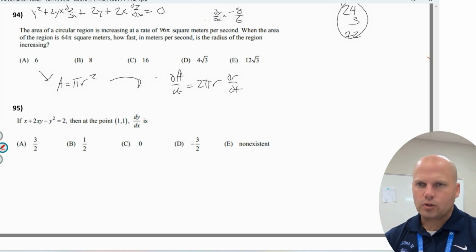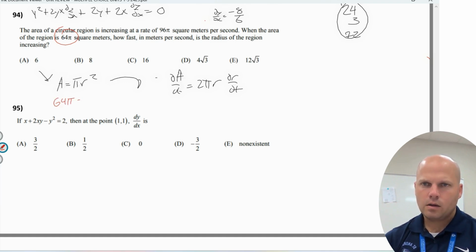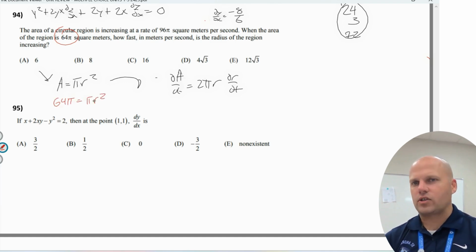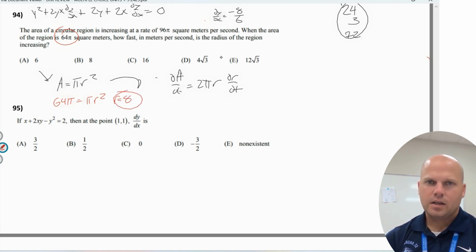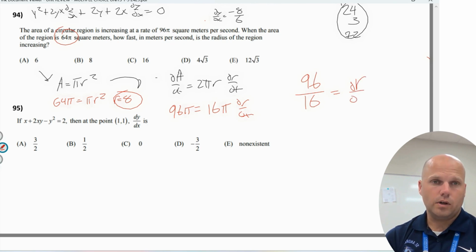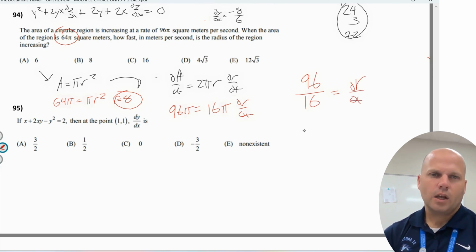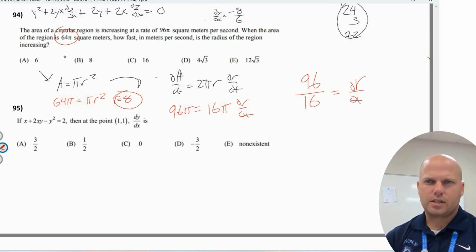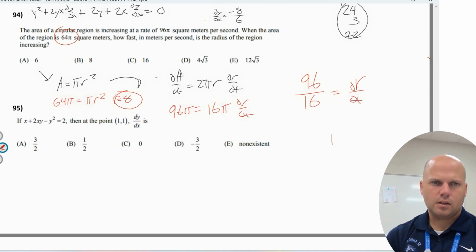Cool. We're also told that the area is 64 pi, which gives you that r's got to be 8. I bet you a lot of people could have figured out that r is 8. So dA/dt is 96 pi, r is 8. dr/dt can be found 96 divided by 16, which I don't know what it is. The pi's cancel. Let's probably guess 6.